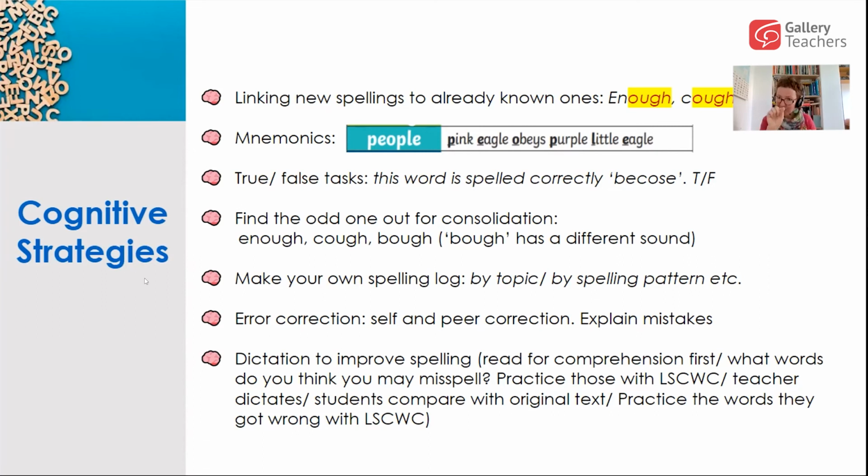Once they've identified the words they might get wrong, I would get them to practice with that little chart I showed you earlier on, the LSCWC. So look, say, cover, write, and check. Then they'll do the dictation. And then students are going to compare their text with the original. And again, whatever words they got wrong, they're going to practice again with look, say, cover, write, and check.